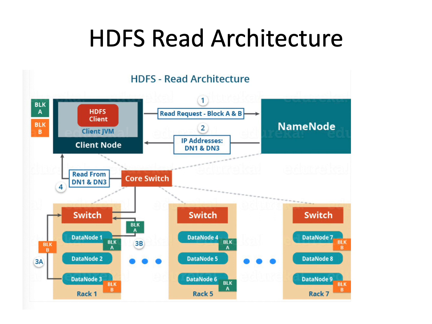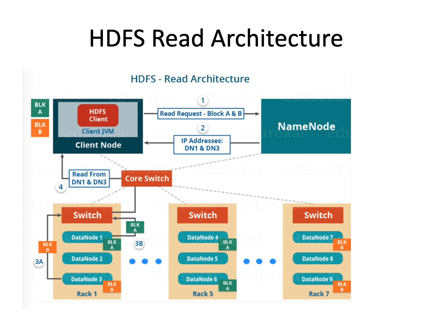The name node will return the list of data nodes where block A and block B are stored. We can see here the IP addresses of DN1 and DN2. And after that the client will connect to the data nodes where the blocks are stored.